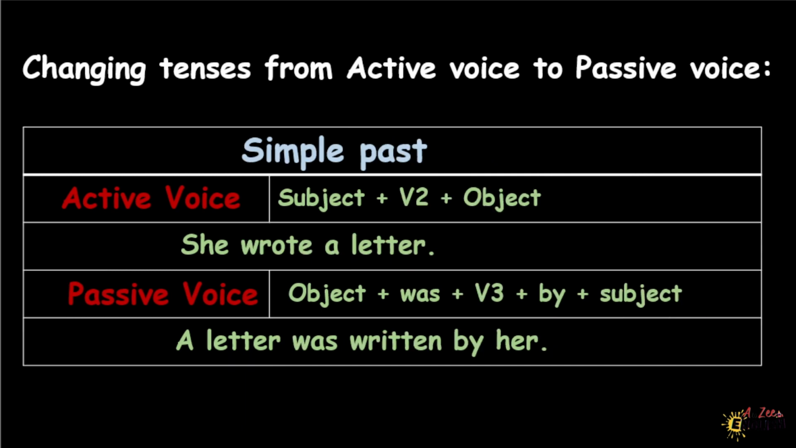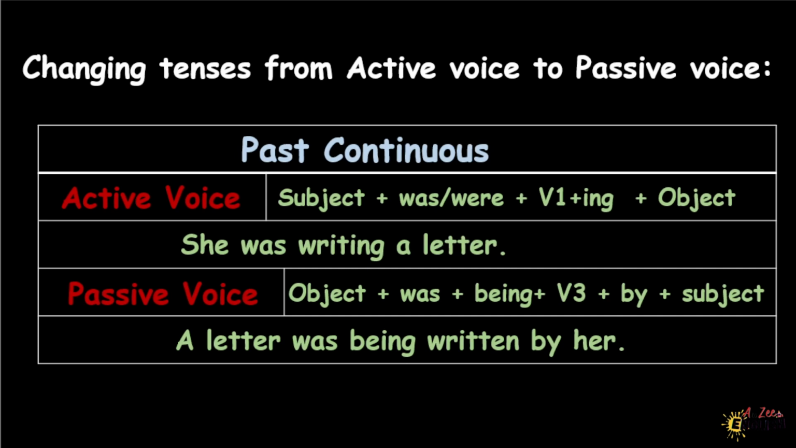Simple past. Simple past, the sentence structure of active voice is subject plus V2 plus object. We use here the second form of verb. For example, she wrote a letter. In passive voice, the object plus was plus V3 plus by and subject. If the object is singular, we use was. If the object is plural, we use were. So here, a letter is a singular object. So we start the sentence with a letter and use was written by her.